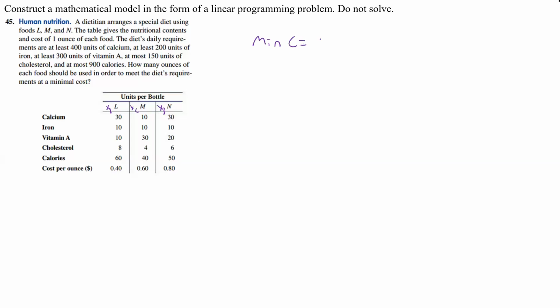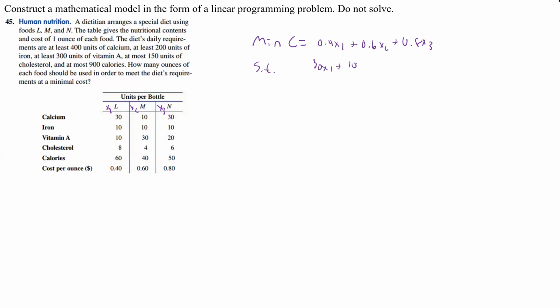So that's going to be 0.4x1 plus 0.6x2 plus 0.8x3. That's not a problem. And now we just go across. So now we have what? Subject to. Now we have a lot of lines.